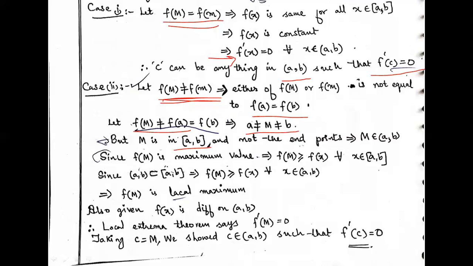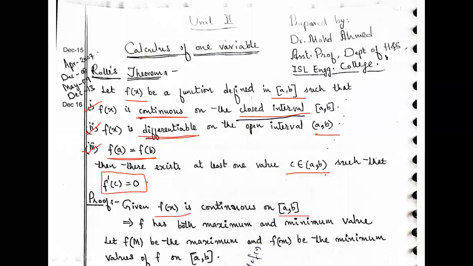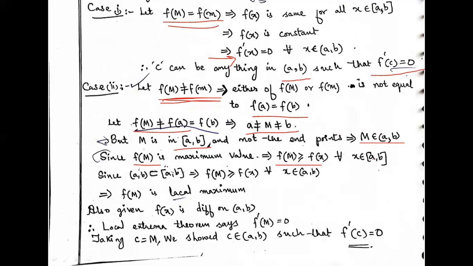Note that the end points m belong to the open interval a comma b. Since f of capital M is the maximum value, f of capital M will definitely be more than f of x. Therefore, f of x belongs to the open interval a comma b. Sorry, closed interval a comma b.